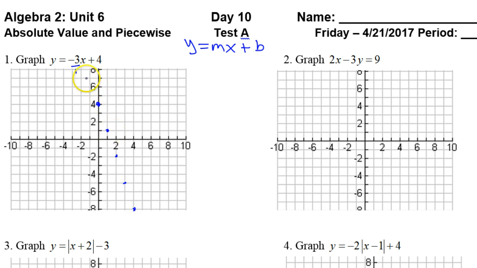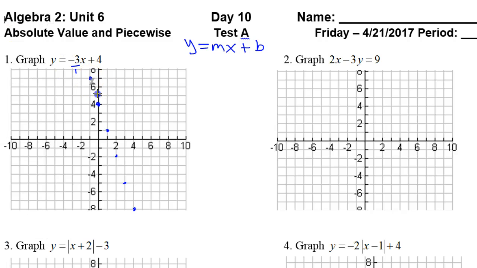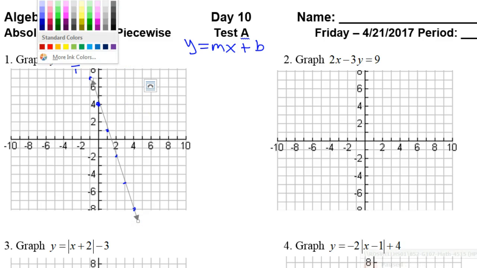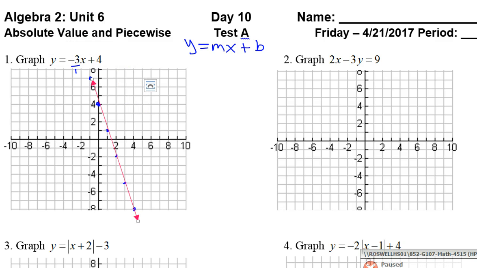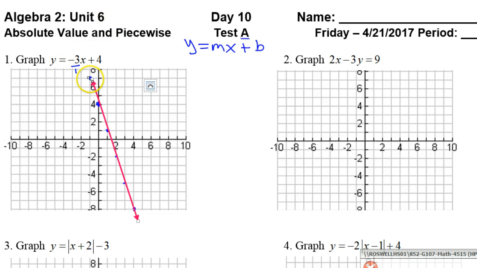All right, and going to the left, I can go up 3, left 1. So that shows me exactly where the line should be graphed. And then just graph the line. Okay. So that's what number 1 looks like.